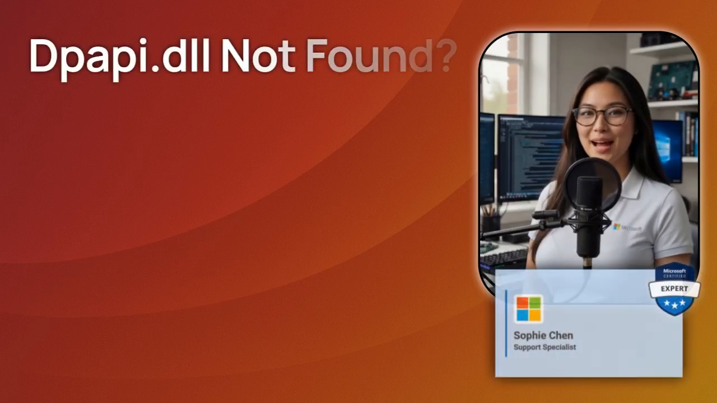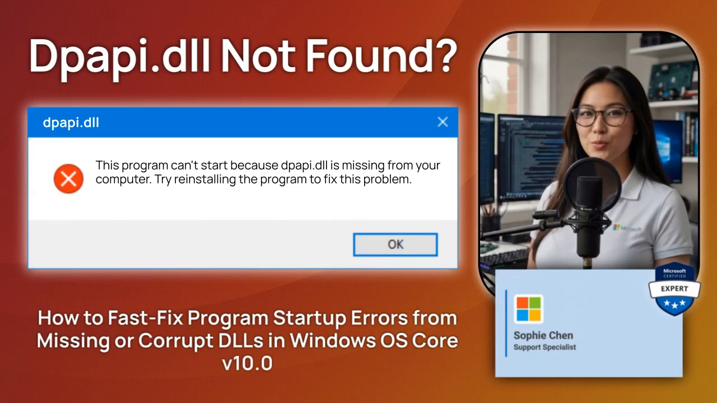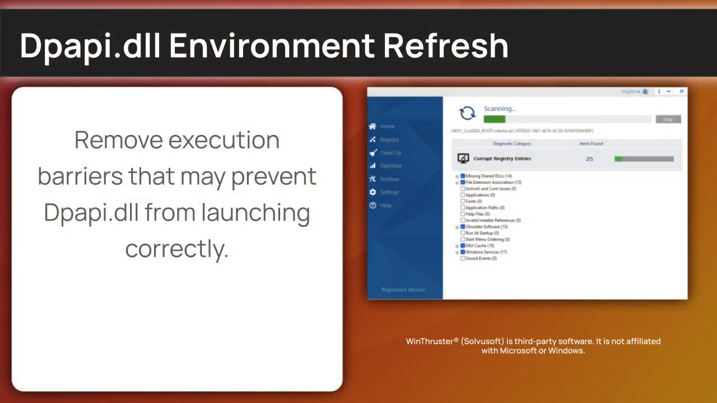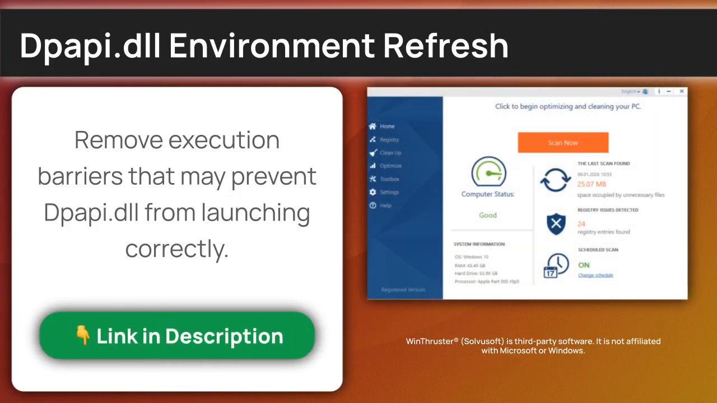Is your system execution path interrupted by the Dpapi module DLL? I'm Sophie Chen, a senior Windows support engineer, and I'm ready to repair your OS stability. To start fixing Dpapi module manually, you can also consider the official maintenance toolkit for a more stable system state.